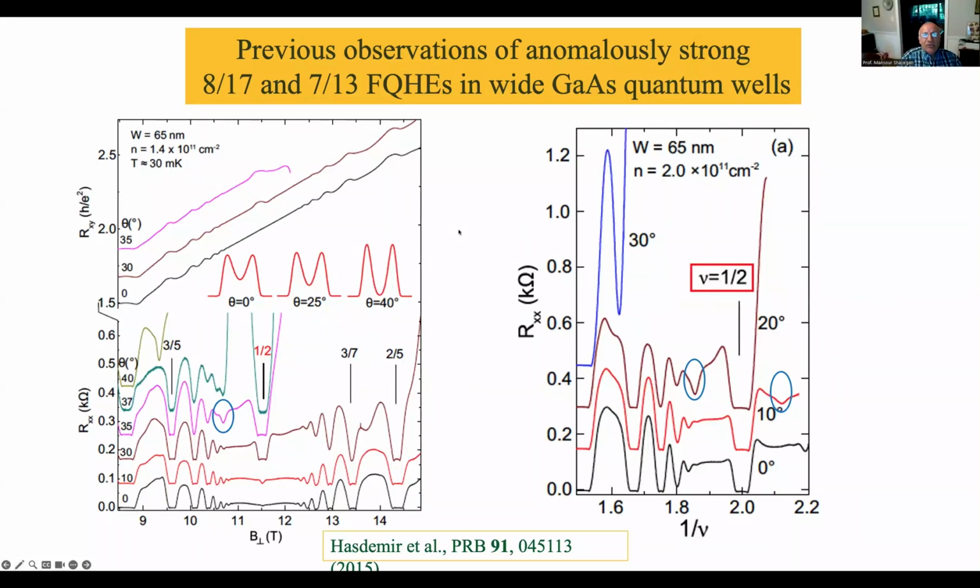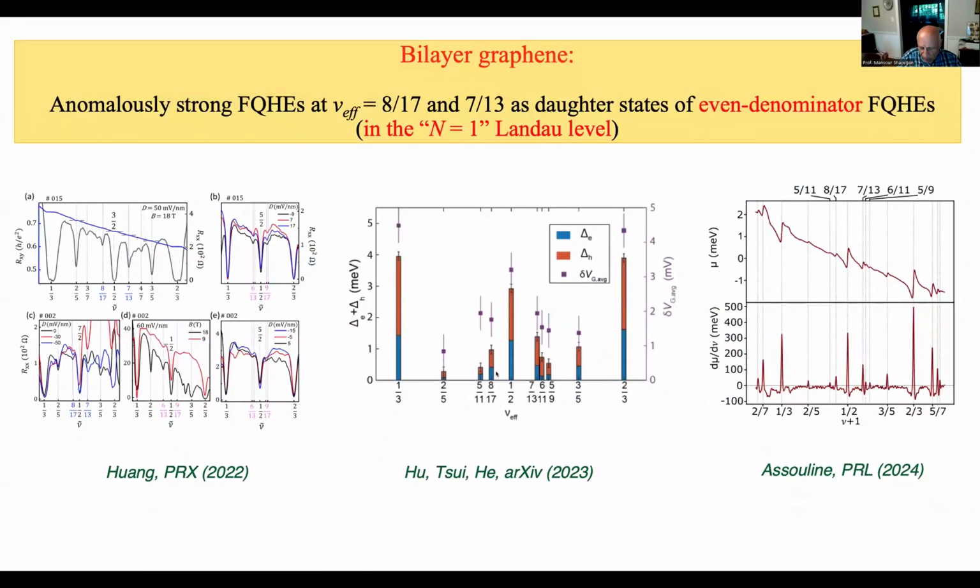So I just wanted to mention a couple of things. Previous observations of anomalously strong states. When we saw these in these very high quality samples, we went back to the old samples and asked, did we ever have a hint of these? And indeed, we found some evidence in this 2015 paper that we had, that there are states. We actually didn't pay much attention to them because we couldn't figure out what they are, and they didn't show up in all the samples, but they were there.